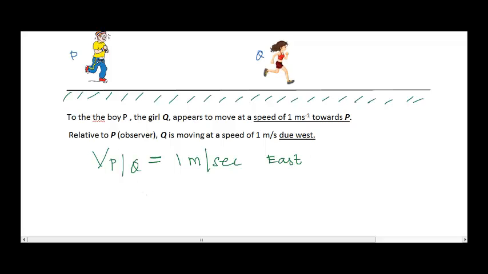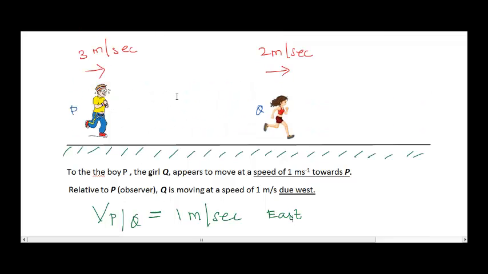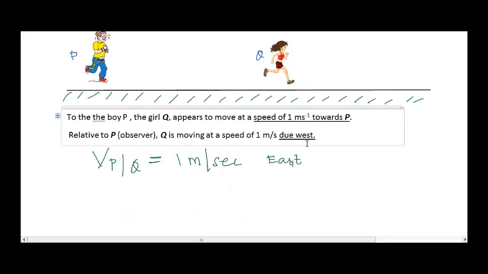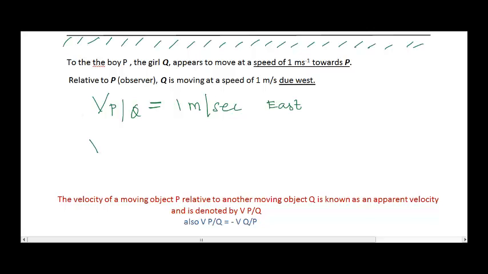Now if P is the observer and we observe Q's movement, since P is already traveling at 3 meters per second and Q is moving 2 meters per second, P is faster than Q. So this relative velocity can be expressed. The velocity of Q with P as observer is again 1 meter per second. This you have to take as negative, otherwise you write due west.